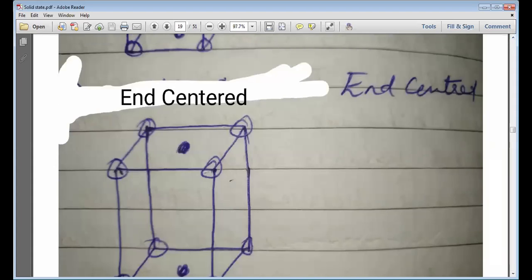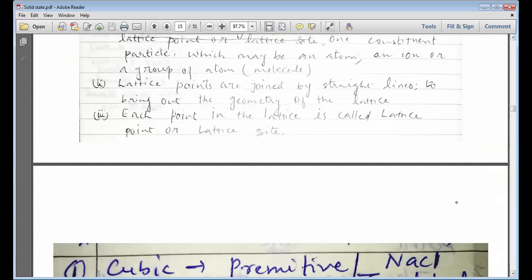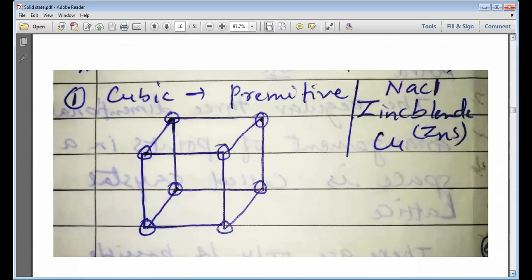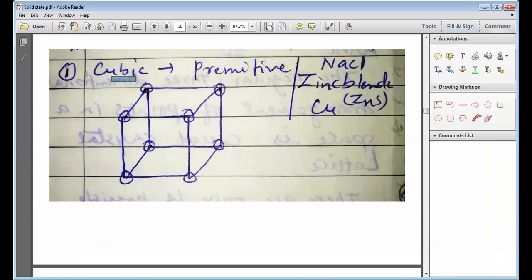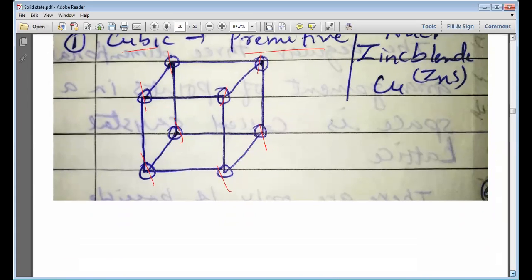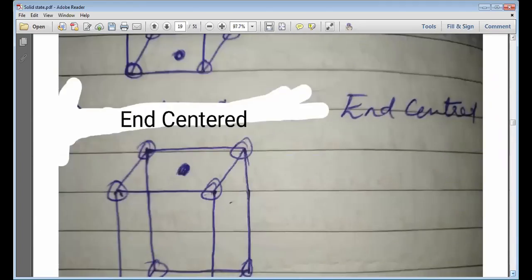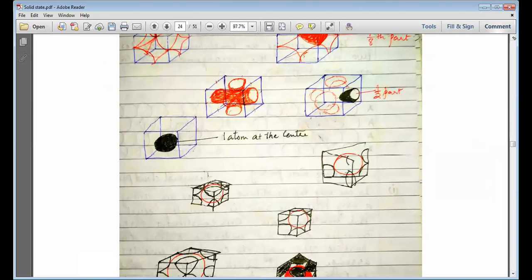In the last period, we have studied about the various types of unit cells. We have seen the first one, which is known as the cubic or primitive kind of unit cell. In this cell, we have 8 particles present on its 8 corners. You can see each particle present at its corner, and here we have shown the particles in the form of just points.